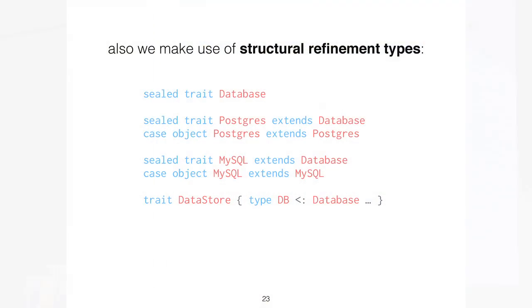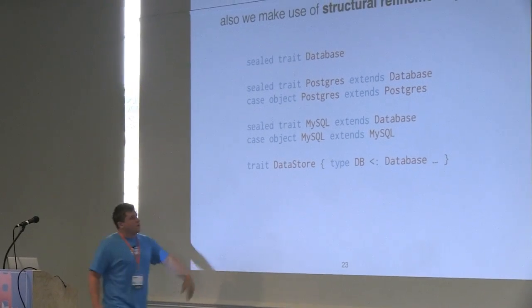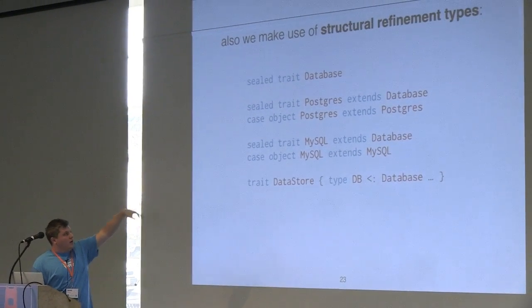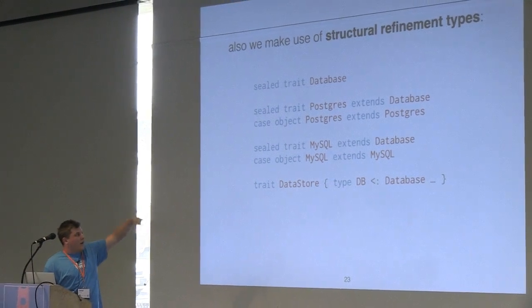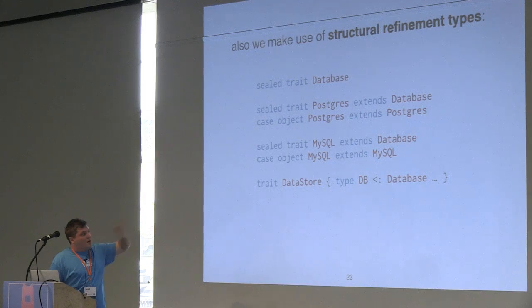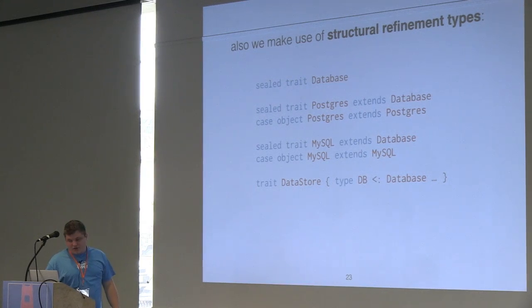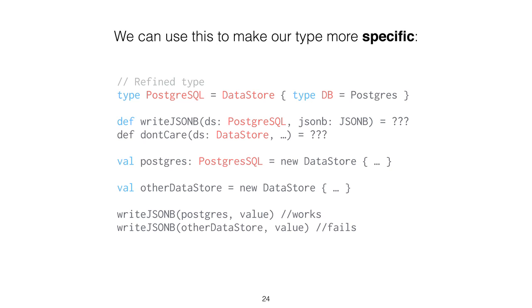So we can also make use of structural refinement types. This is about refining them, taking a type like this and exposing this piece of information right here. Another simple example is, assume we have some data store and we want to have some database that backs it. And we want to actually hide that information from most of the users. But every once in a while, we might want to express that we only work on something where we know the database type.